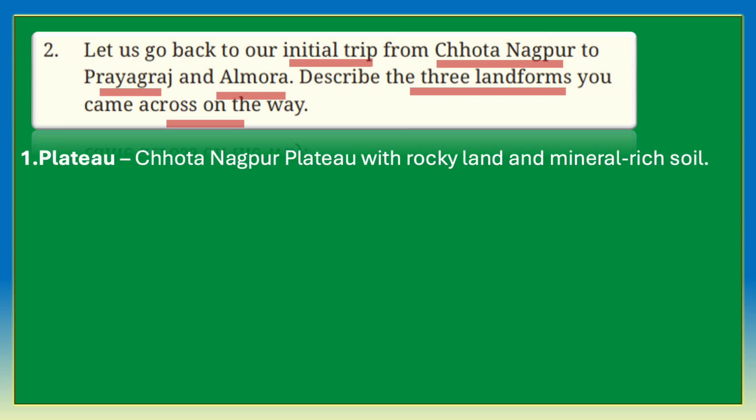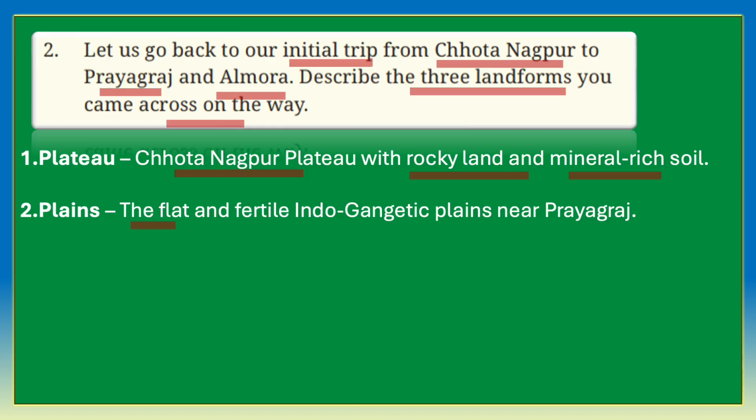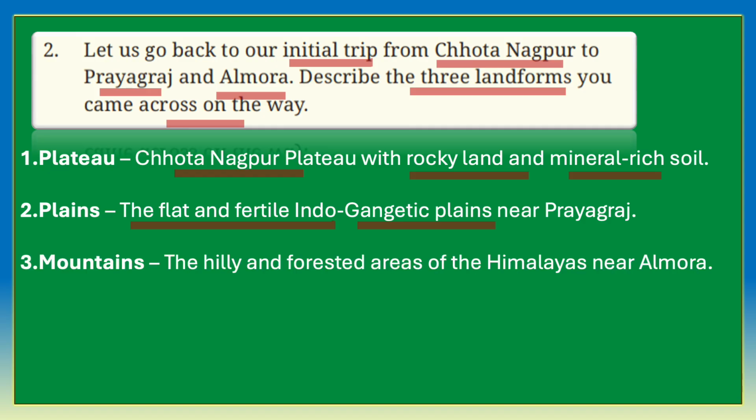See, first one, plateau. Chota Nagpur Plateau with rocky land and mineral-rich soil. Then plains, the flat and fertile Indo-Gangetic plains near Prayagraj. Then third one, mountains, the hilly and forested areas of the Himalayas near Almora. So we came across plateau, plains and mountains. Chota Nagpur, it is a plateau, high flat land rich in minerals. Prayagraj, plains, flat fertile land good for farming. Then Almora, mountains, high steep slopes, scenic, cooler climate.